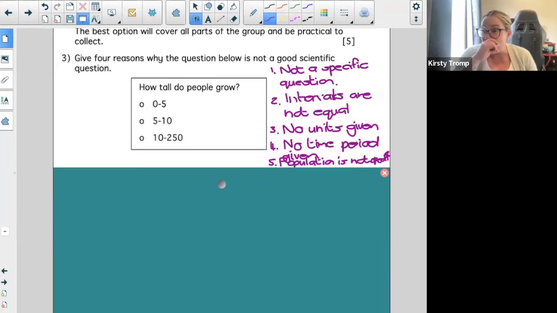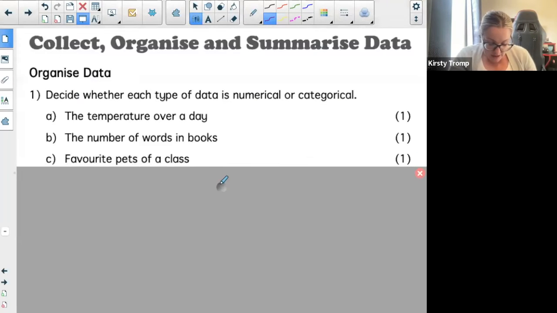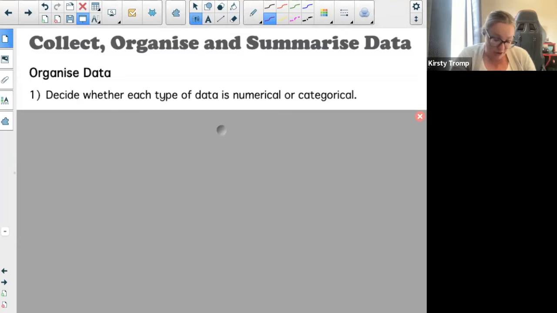Okay, guys, so I think you have a really good understanding about the difference between a sample and a population, and we've looked at scientific questions. Let's move on to our next worksheet now, which talks about organizing our data. Our first point says to us, decide which type of data is numerical or categorical. So describe which kind of data is numerical or categorical.